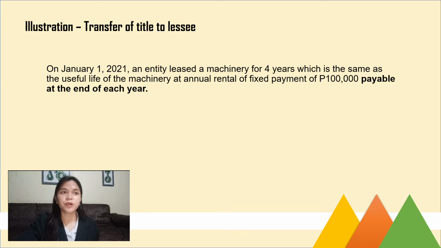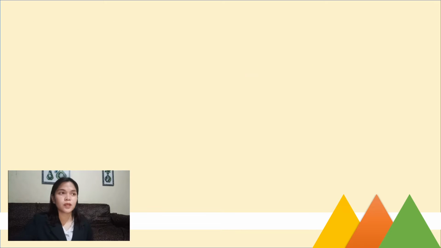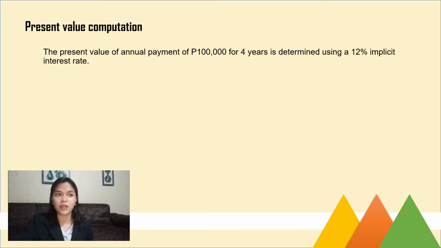Illustration: transfer of title to lessee. On January 1, 2021, an entity leased a machinery for 4 years, which is the same as the useful life of the machinery, at annual rental of fixed payment of 100,000 payable at the end of each year. So we have here the present value computation. The present value of annual payment of 100,000 for 4 years is determined using a 12% implicit interest rate.